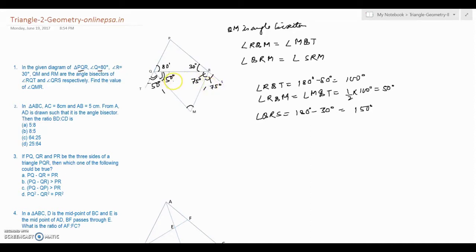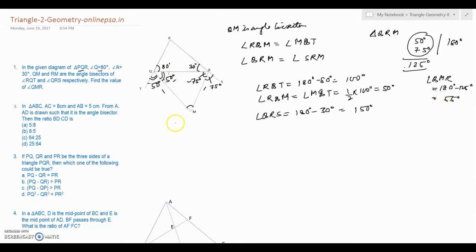We have got two angles of the triangle QRM, right? In triangle QRM we have got two angles, 50 degrees and 75 degrees. But we know that the three internal angles will sum up to 180 degrees. So if you total this, it is 125 degrees. If you subtract 125 degrees from 180 degrees, you will get the angle QMR. Angle QMR is equal to 180 degrees minus 125 degrees, which is 55 degrees.